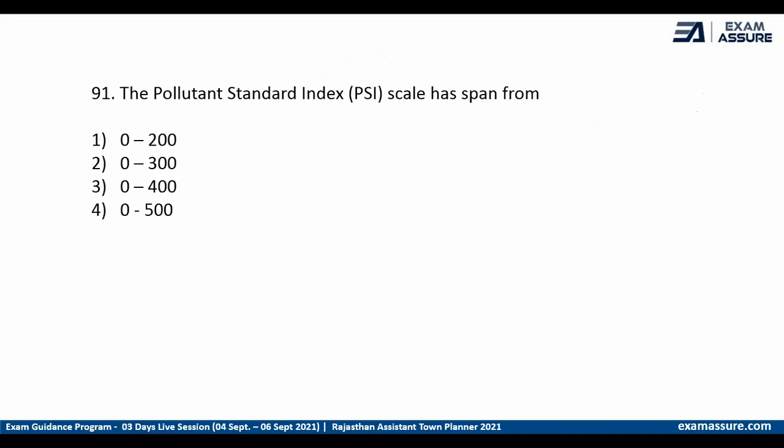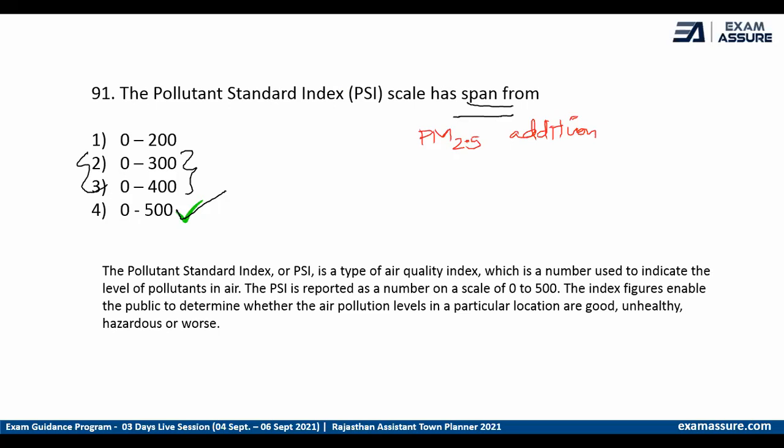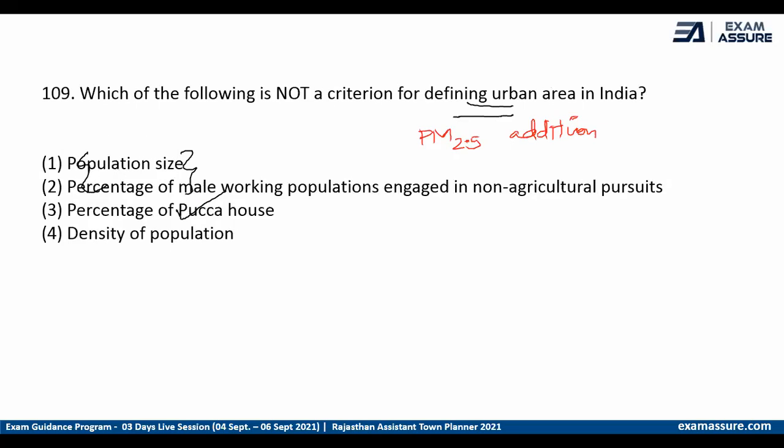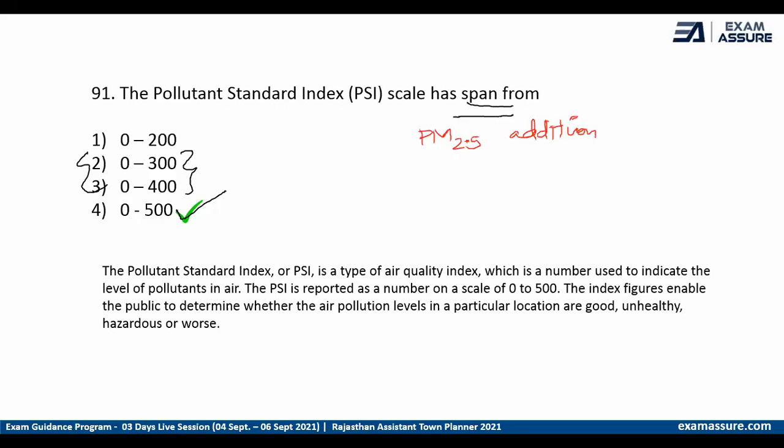The Pollutant Standard Index, PSI, scale spans from what? Here again it's an exception to the rule. We don't have the answer lying here, but it's actually 0 to 500. Because it's mentioned as a span, it should be able to cover all the different categories. That could be one way of thinking. Otherwise, 0 to 500 covers all these things. I'll just show you what these are. There is a scale of 0 to 500, and every 100 there is a categorization that's been done in PSI.